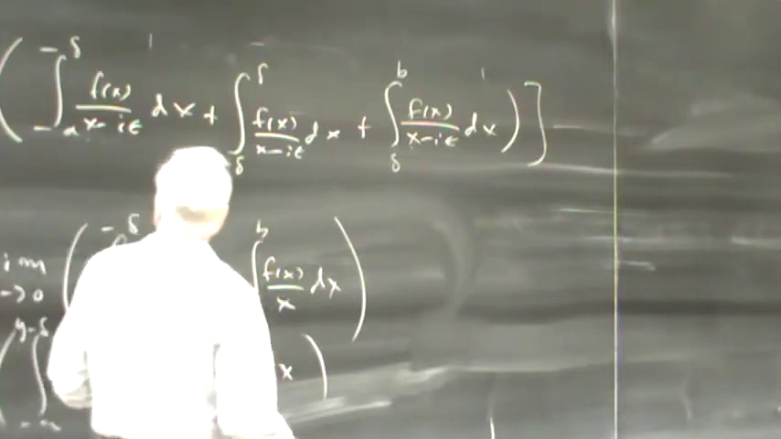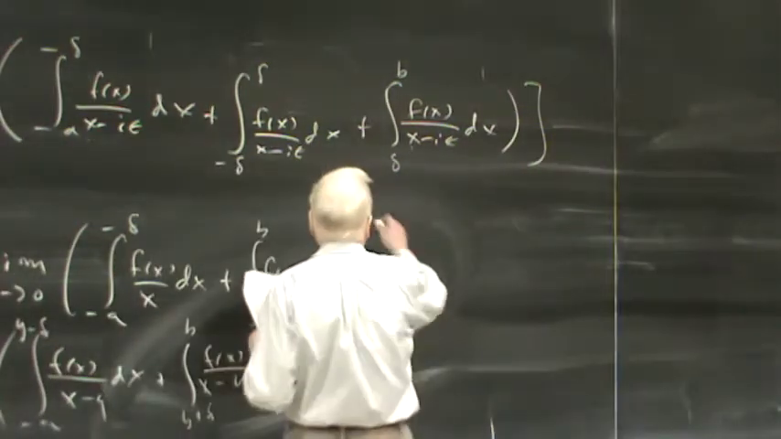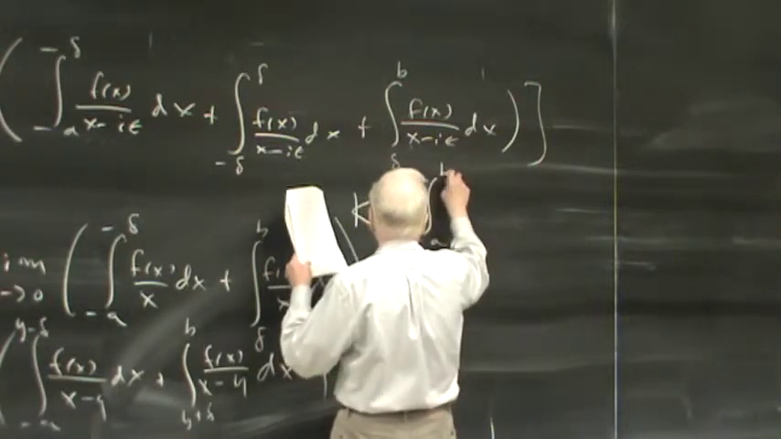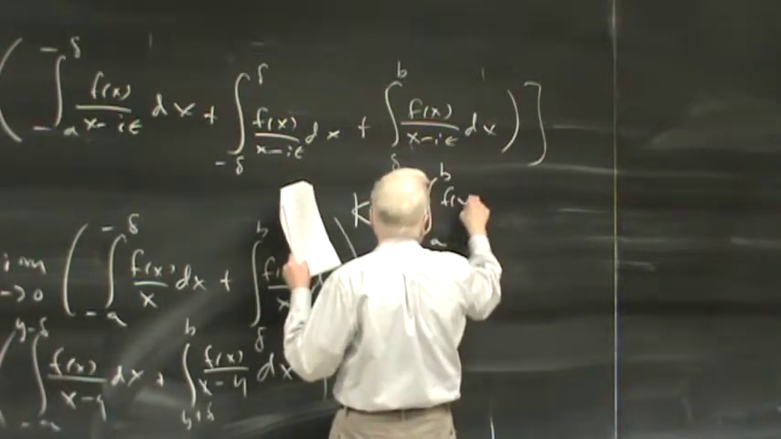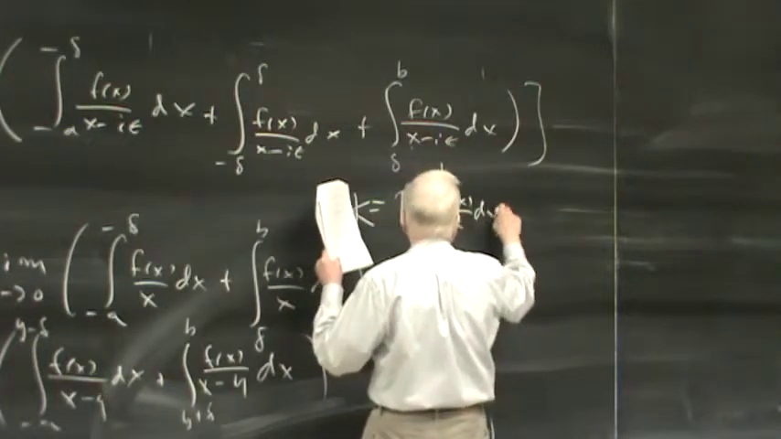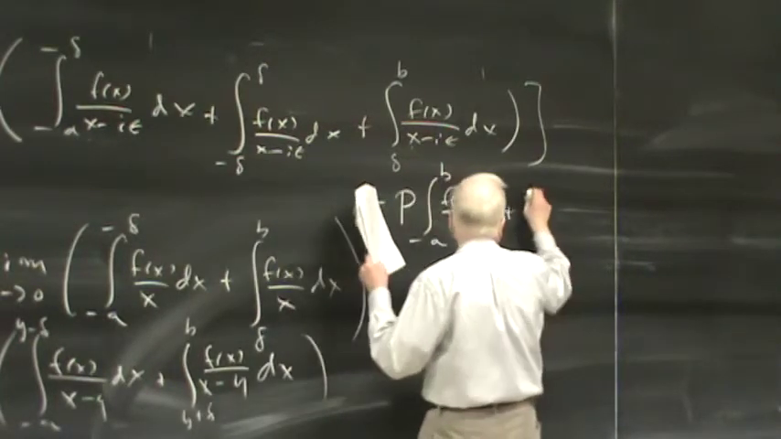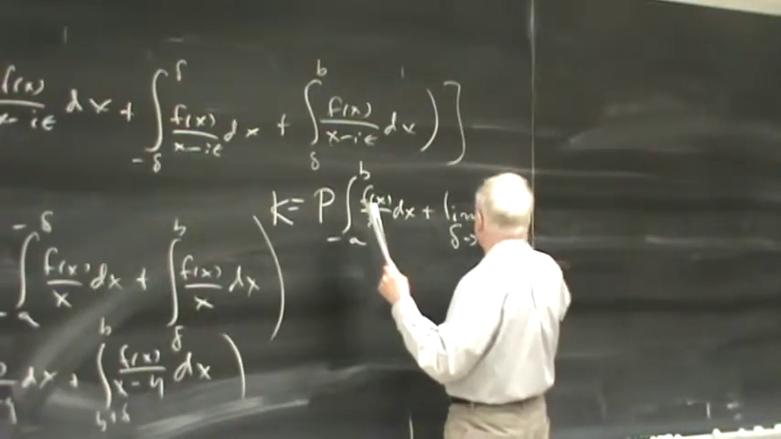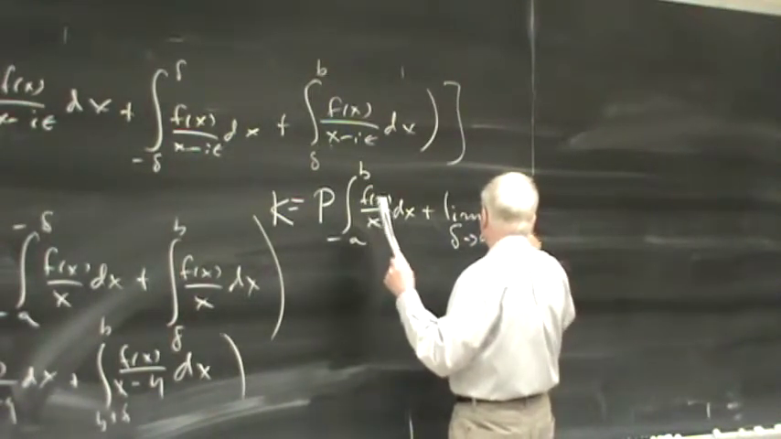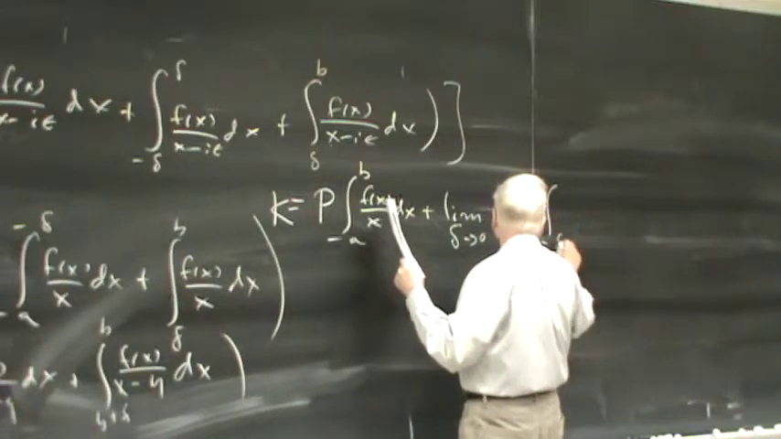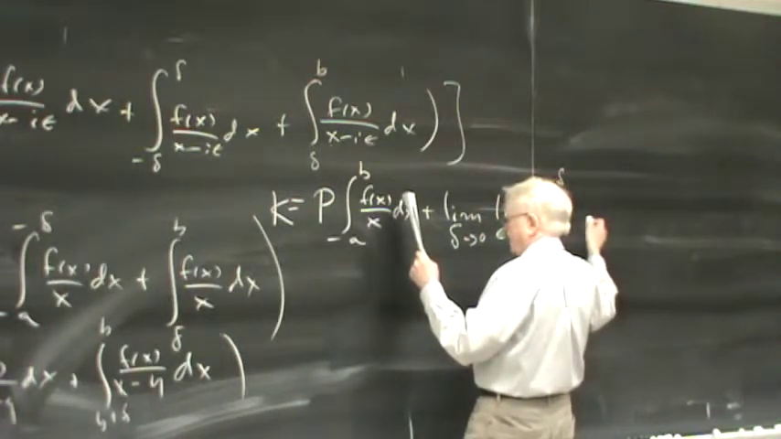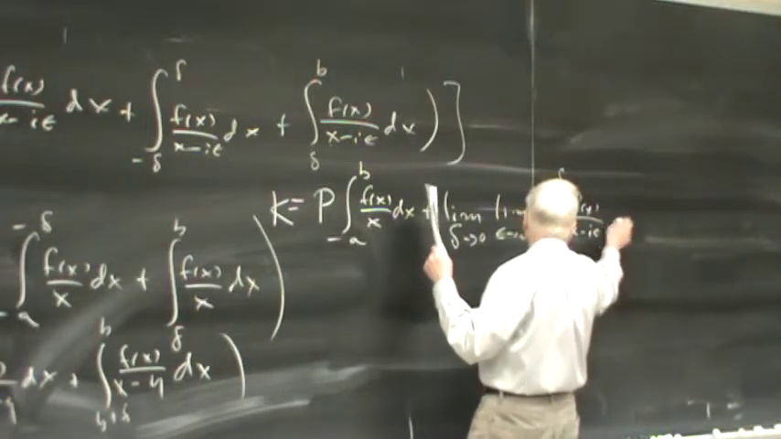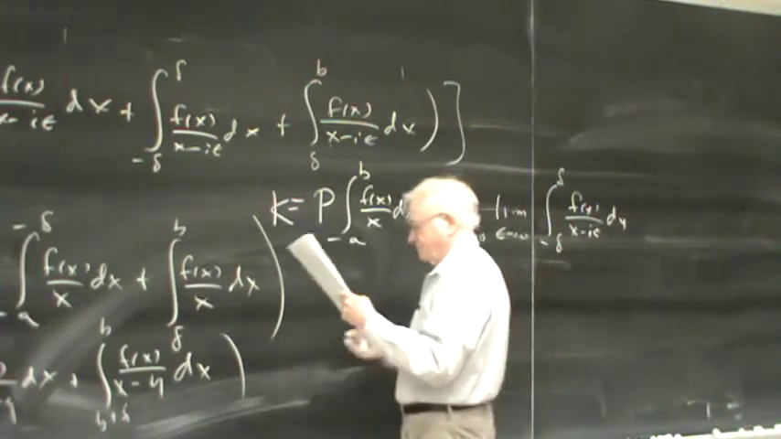So now we can say that this K is equal to the principal part of this integral from minus a to b of f of x over x dx, plus the limit delta going to 0, limit epsilon going to 0, of the integral from minus delta to delta of f of x over x minus i epsilon dx.